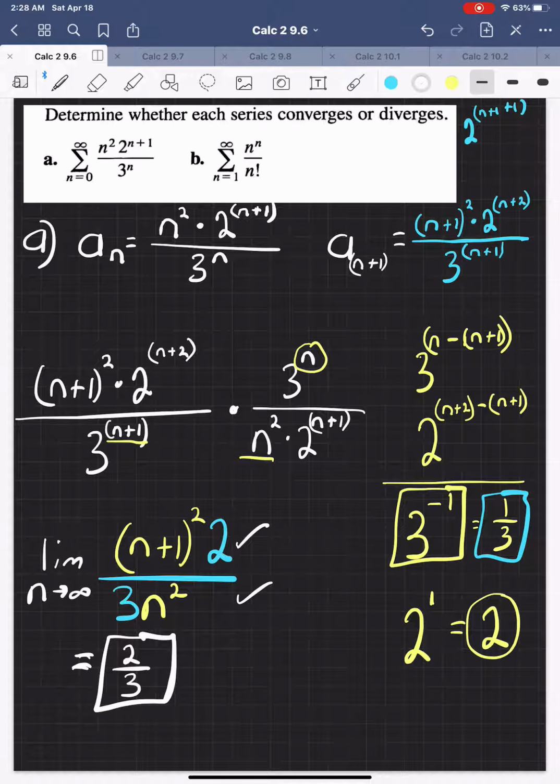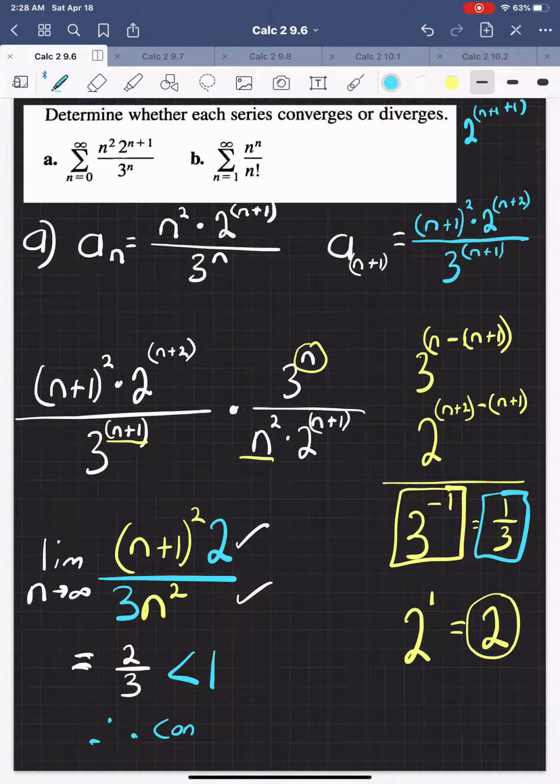Now draw a conclusion, right? You've been arguing for a long time. Now conclude your argument. Therefore, right? Well, 2/3 is less than 1. So if you look back in your notes, what does the ratio test say about when your limit is less than 1? It says it converges. Therefore, it converges by ratio test.